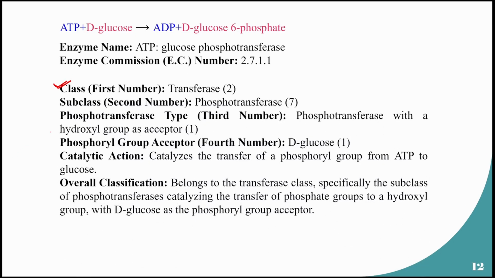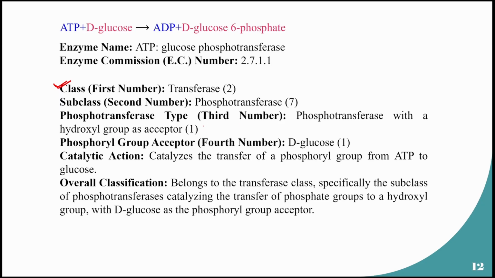Then you will also have a subclass, which is the second number. So what type of transferase is it? It is a phosphotransferase. Then you will also have the third number, which represents what type of phosphotransferase it is. So that's a hydroxyl group as an acceptor. So that has a classification.